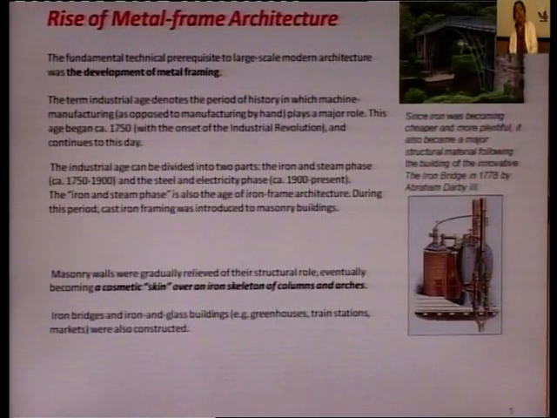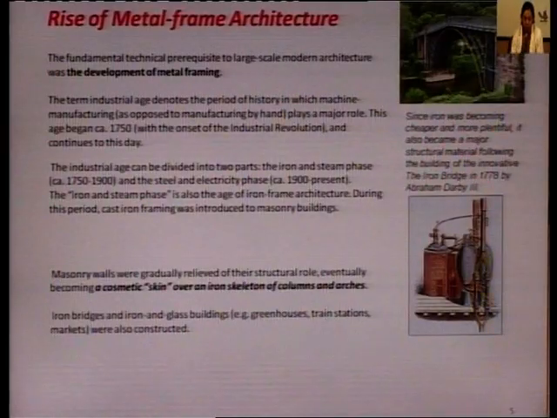And here one finds that machine manufacturing, as opposed to manufacturing by hand, played a major role. The industrial age, as we understand, is basically the development of bridges over canals, the development of steam engines, the development of the railroads, the development of railway tracks. All these have a common binding material which is known as steel. So the introduction of the iron frame architecture, or the metal frame architecture, is credited to the entire concept of the Industrial Revolution.